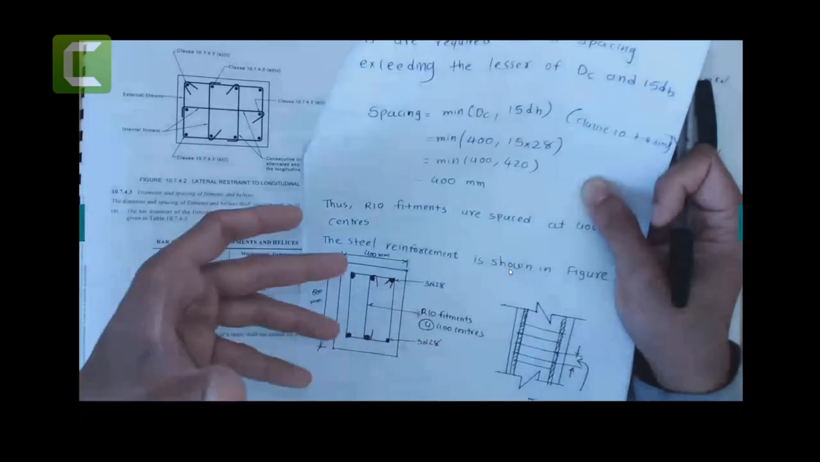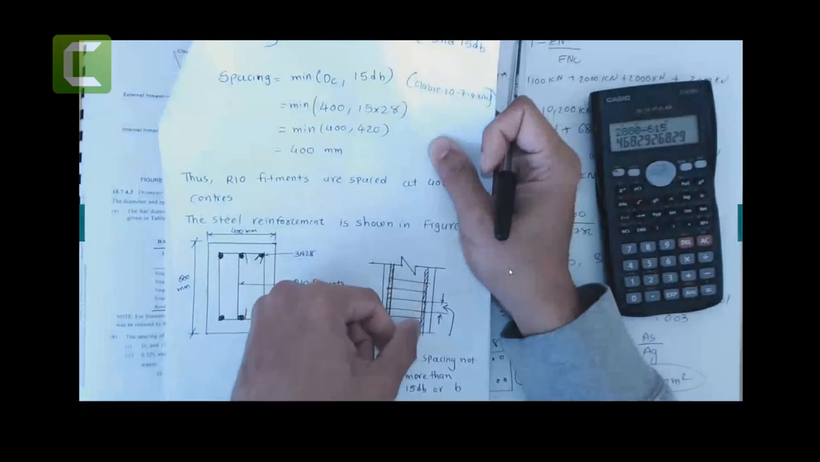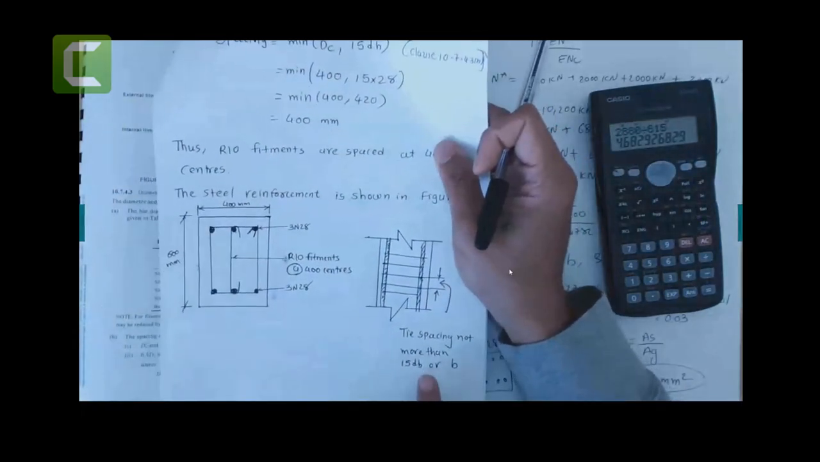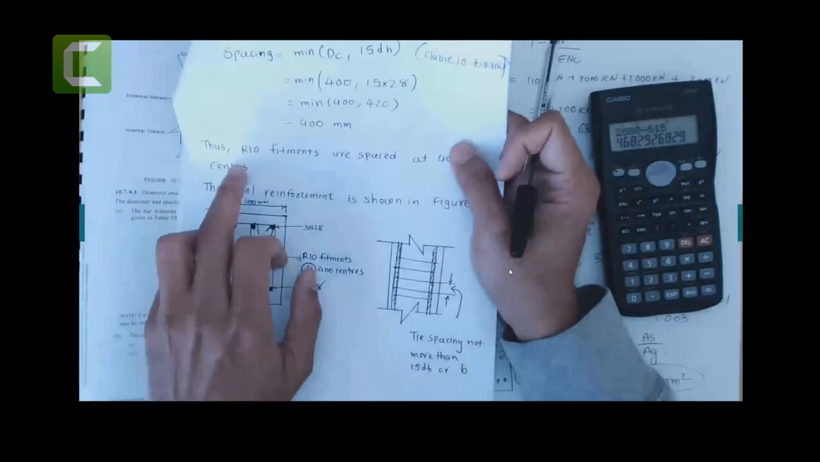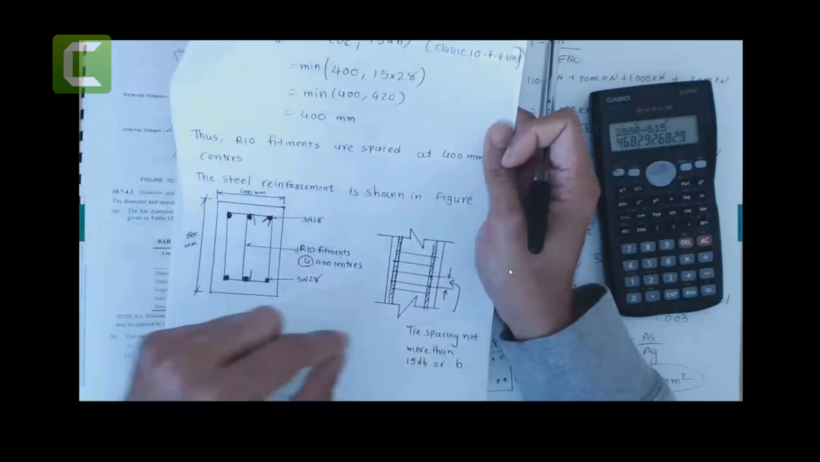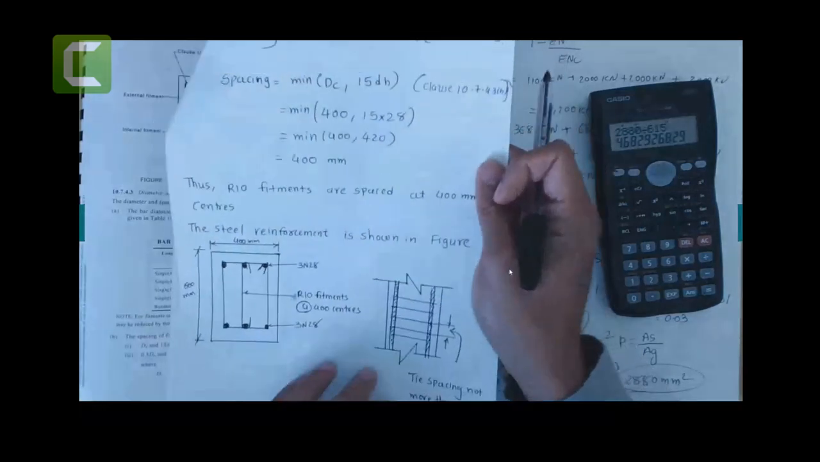So you have the fitments. This is your longitudinal bar, four N bars, and these are your fitments. So the spacing of the fitments, I explained with the picture what we set here. Now, we can use R10 fitments placed at 400 millimeter centers. So you have 400 millimeter centers, as shown in the figure here.